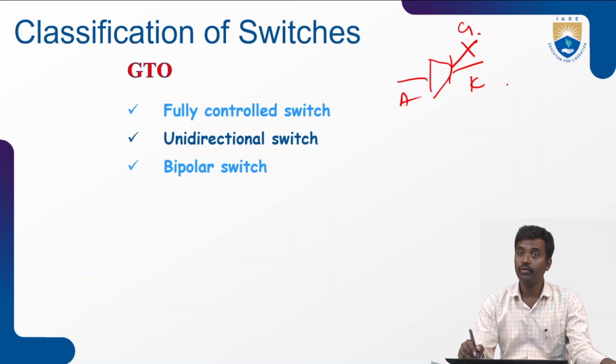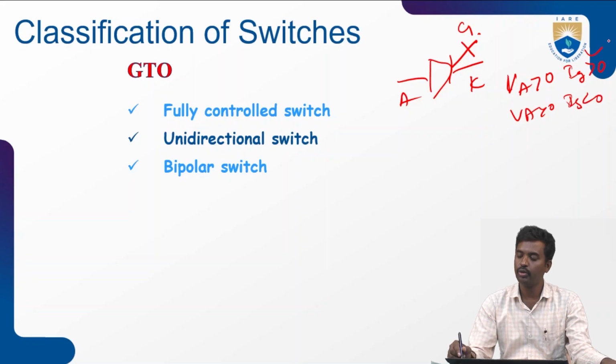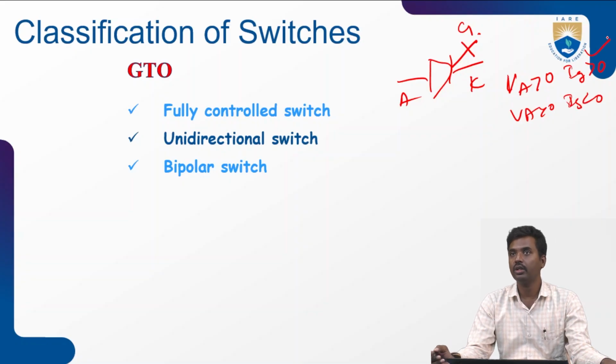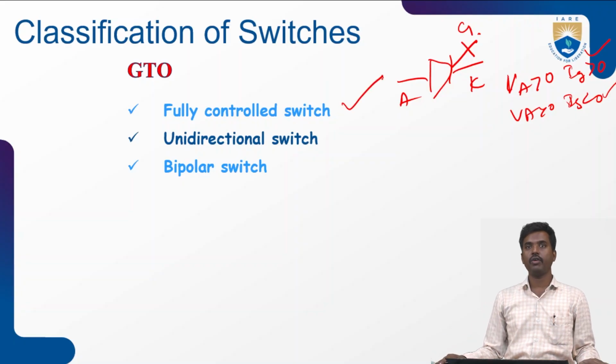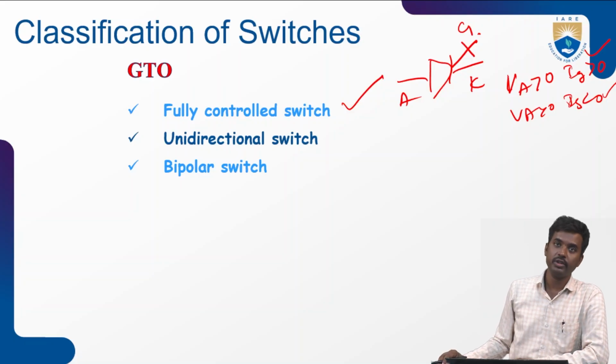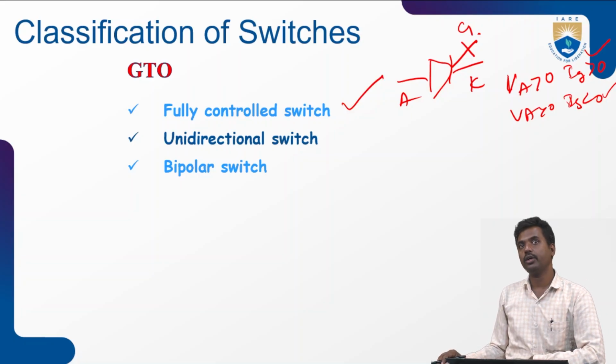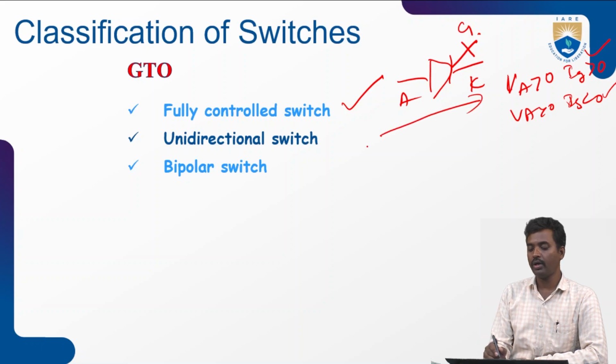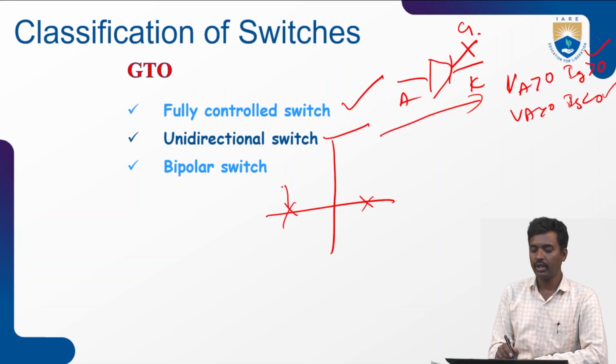Next here, fully turn on. How will we turn it on? VA is greater than 0 and IG is greater than 0. VA is greater than 0 and IG is less than 0. If you give positive current it will turn on, and if you give negative current it will turn off. So turn on and turn off is in our hand. It is a fully controlled device, but current always flows from anode to the cathode. It is a unidirectional switch, which can block both the polarities, positive and negative, and it will allow the flow of current. So the safe operating area is the first and second quadrants.